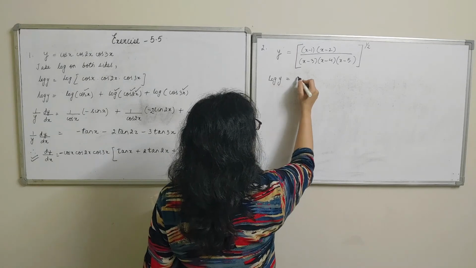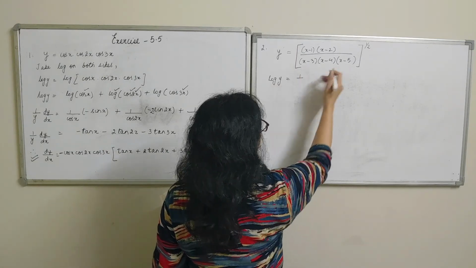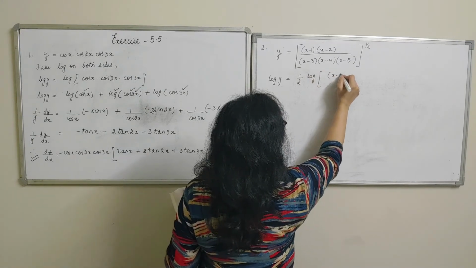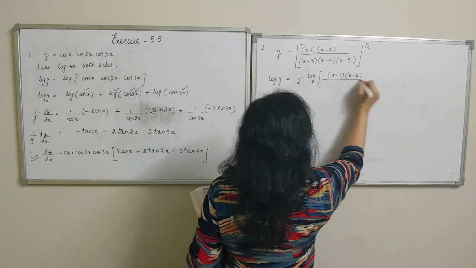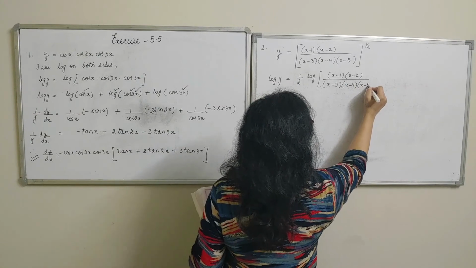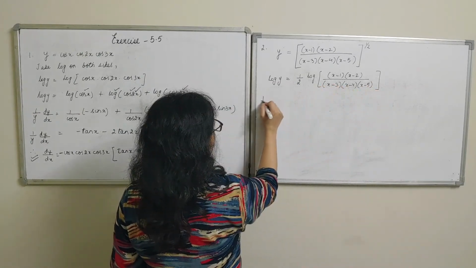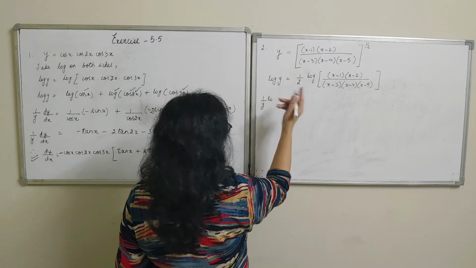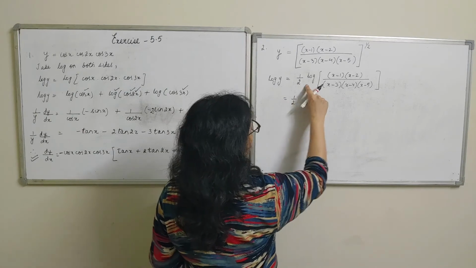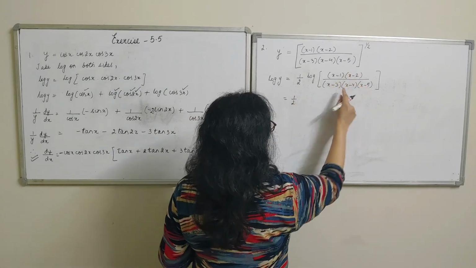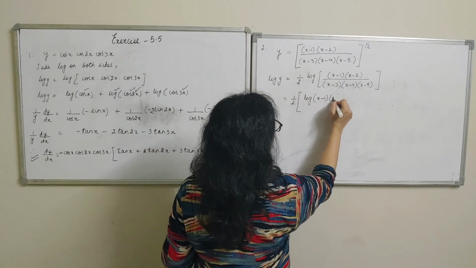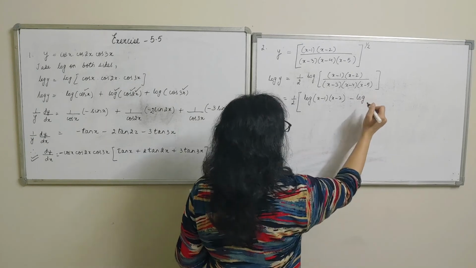So taking log here, I'll do a few steps directly. Log of the right side in simplified form will give us half log of this expression. And now let's differentiate, oh no, we can't differentiate right now, so we have to simplify. On the right side you can see it is something like log a upon b, which can be written as log a minus log b.